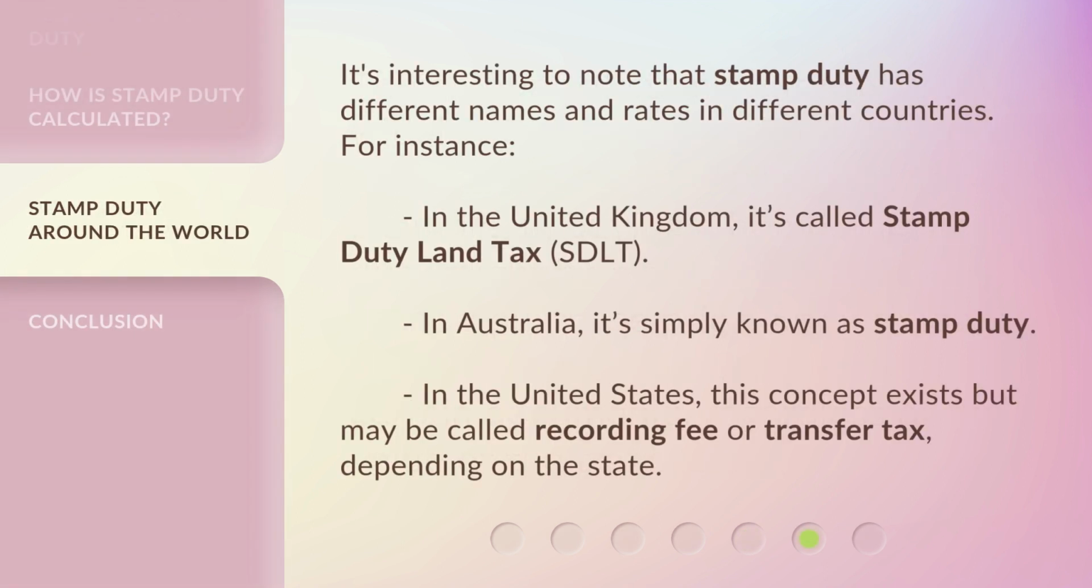It's interesting to note that stamp duty has different names and rates in different countries. For instance, in the United Kingdom, it's called Stamp Duty Land Tax, SDLT. In Australia, it's simply known as stamp duty. In the United States, this concept exists but may be called recording fee or transfer tax, depending on the state.